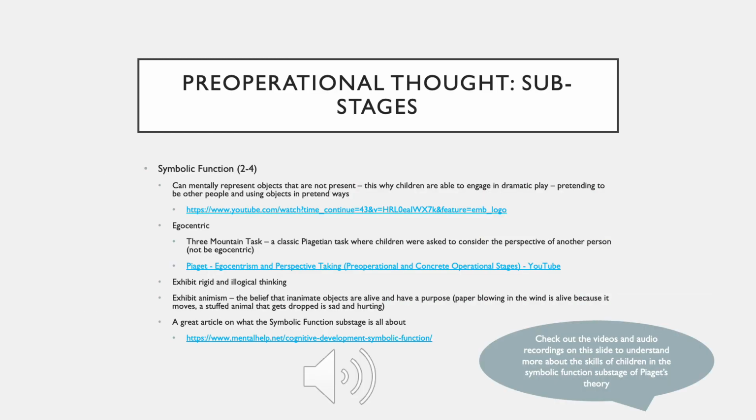Alrighty, so on this slide, we're going to be talking about the substage of symbolic function from around 2 to 4 years old. And so during this time, children are able to represent objects that are not present. So this is when we think about pretend or dramatic play, so pretending to be other people or using objects in pretend ways. And so this doesn't come onto our abilities until around the preschool years, and so this is why dramatic and sociodramatic play are heavily present during this time, because children are now able to have object representation.